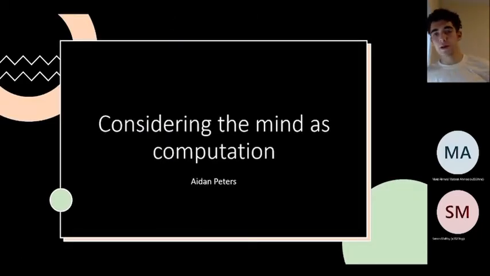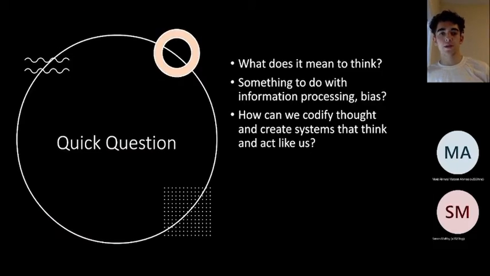Okay, so considering the mind as computation. A quick question: what does it mean to think? It has something to do with information processing, bias, whatever. How can we codify thought and create systems that think and act like us? That's something that Josh Tenenbaum targets a lot. He's a computational neuroscientist, and he studies how humans think, and then how systems can be codified to think like humans.